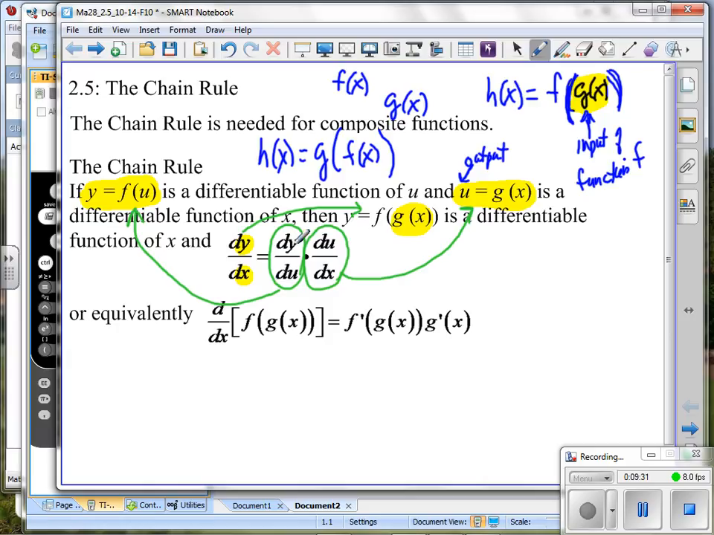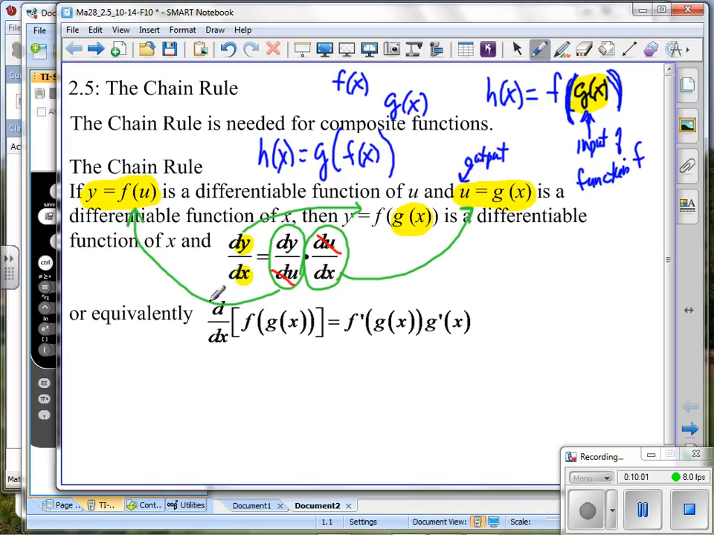There are differentials. Differential y divided by differential u divided by differential x. Now, differential u here represents the input of something, but up here represents the output. So they're not quite the same thing, but even those purists would say, well, if you look at that, those things can cancel. And what are you left with? Dy dx.